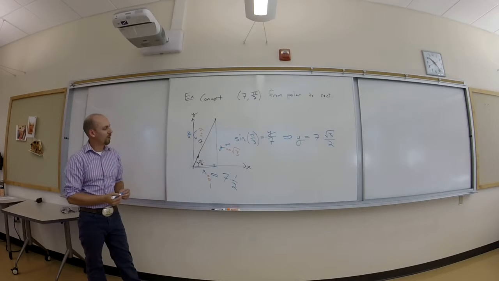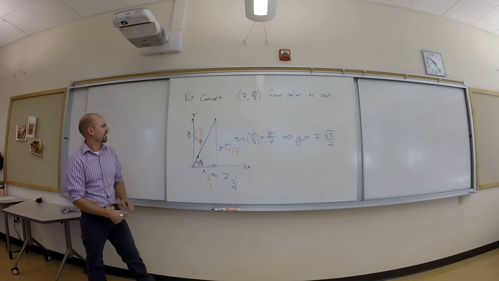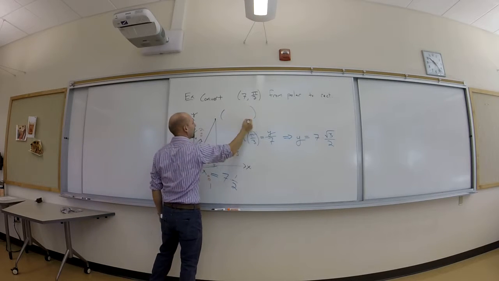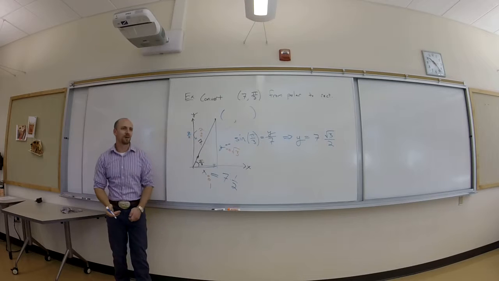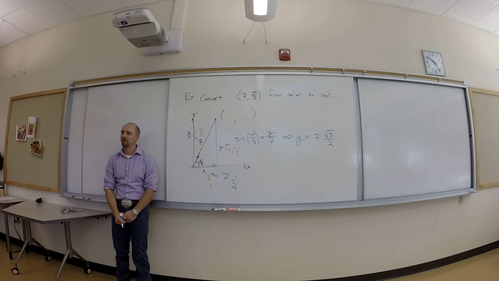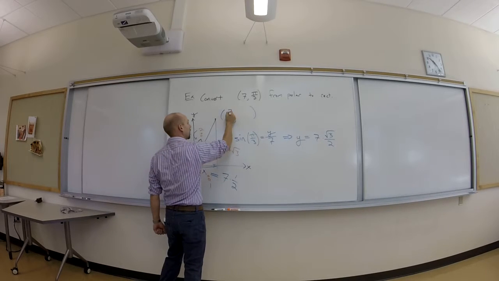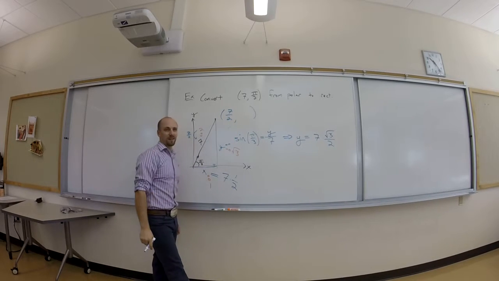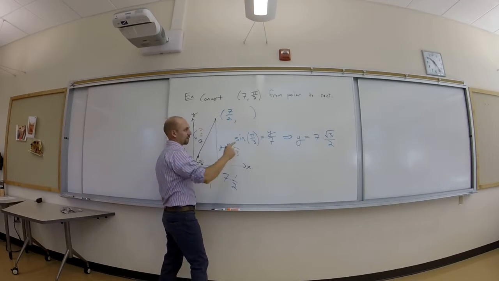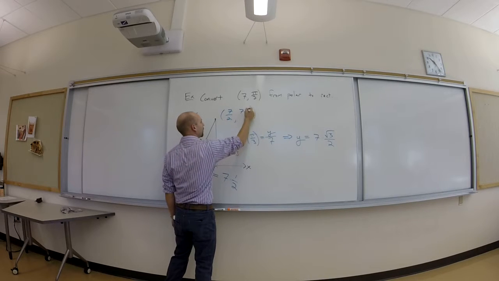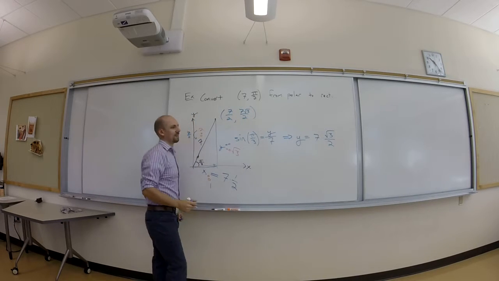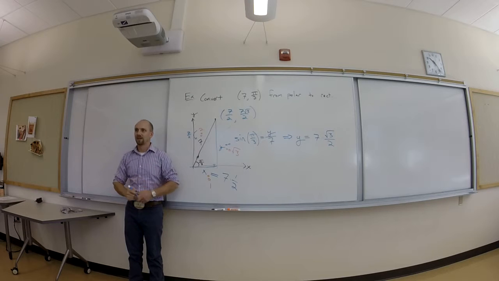So what are my coordinates for my point? Should be an answer: x comma y. So what was your x? 7 over 2. And your y? 7 square roots of 3 over 2. You guys cool with that? Can you do the x again?